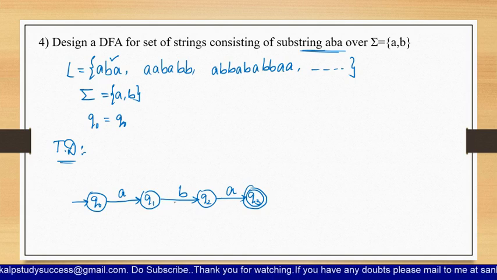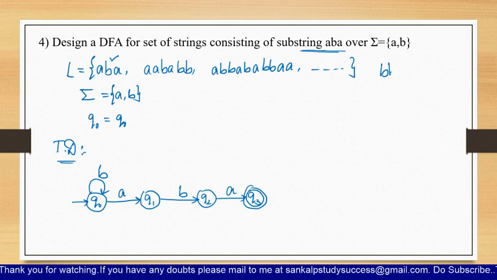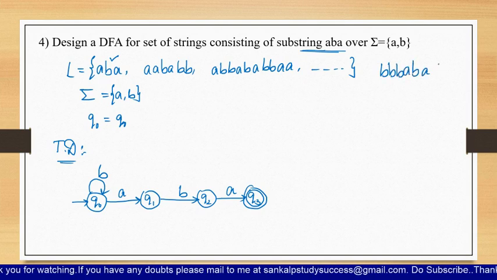Now we have to make it a deterministic finite automata by applying each and every input symbol. That means to Q0, we have to apply B because A is already done. How can you apply B here? If you take a self loop of B, then any number of B's can be accepted before ABA. That means triple B ABA is again a valid string. Any number of B's if you take, we have ABA, so we are going to reach the final state. So we can take a self loop here.